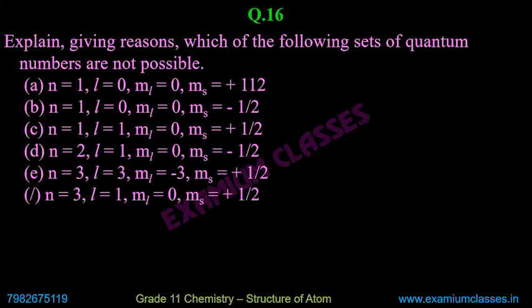Next, explain giving reasons which of the following sets of quantum numbers are not possible. Not possible, you need to tell me, not the possible one, okay? Sir, in the first one, it will be plus 1 by 2. Quite a few students have raised hand. Yes, Shivani, tell me which are not possible, and the reason also.